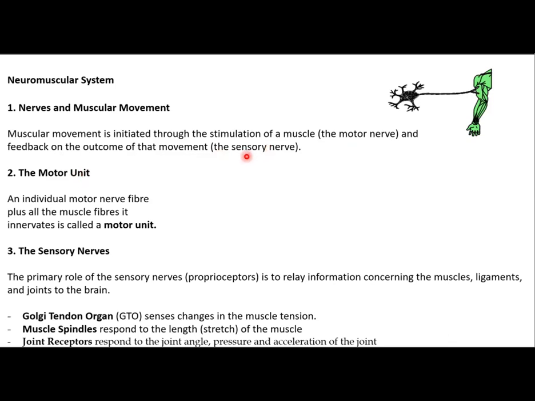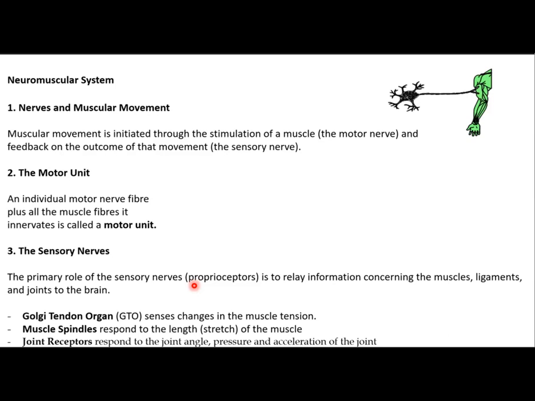And we have a sensory nerve. Sensory nerves are these three things here below, okay? These sensory nerves are also called, I'm sure you have heard of them, proprioceptors. What they do is keep sending signals to the brain concerning the muscles, ligaments, and tendons, okay?